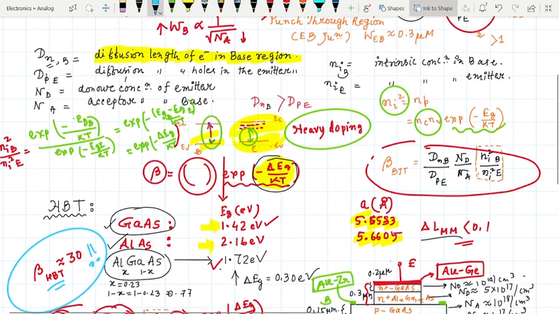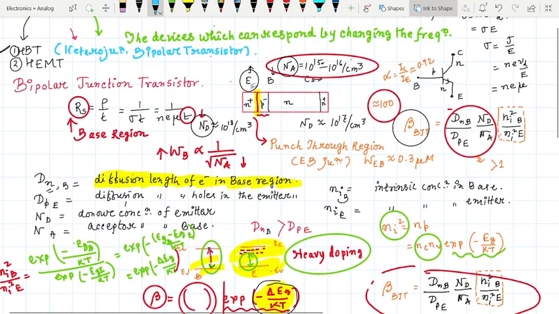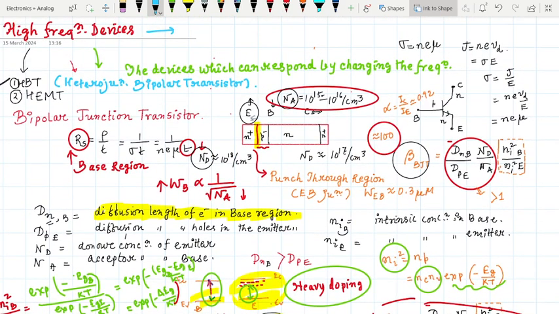So in this lecture you will get an idea about the necessities of the heterojunction bipolar transistor and the conventional bipolar junction transistor. What limits the current gain, you are getting to know about this fact.